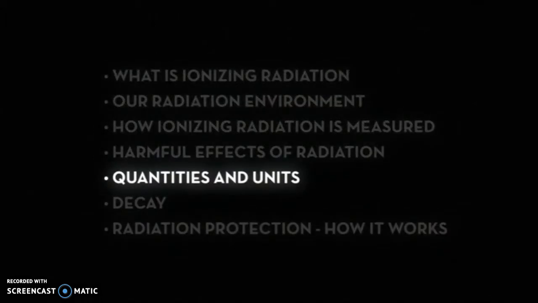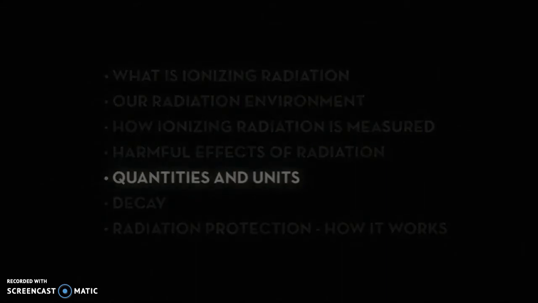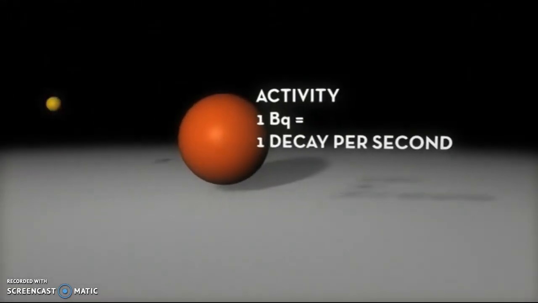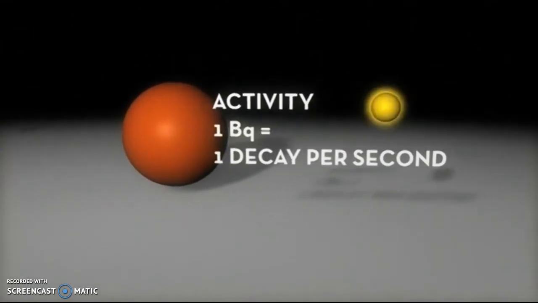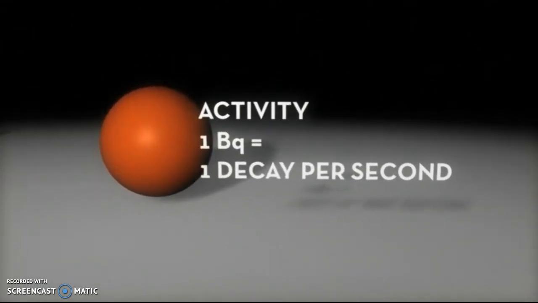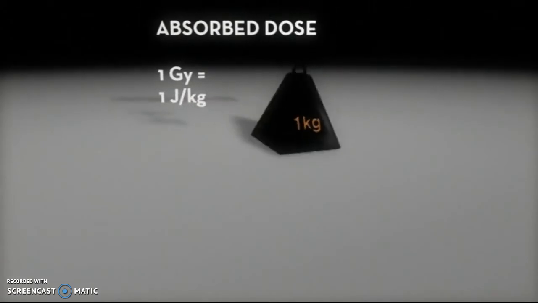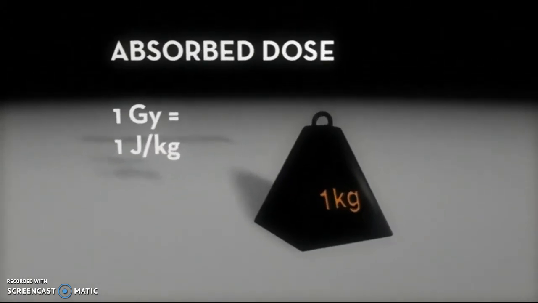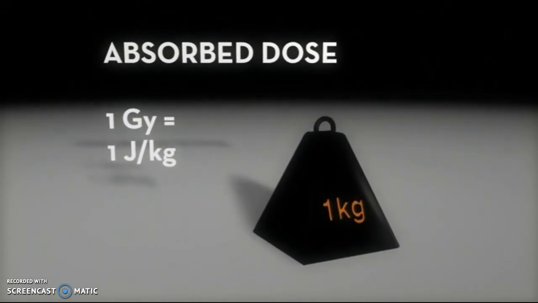The activity of a radioactive substance indicates the number of nuclei decaying per time unit. Activity is measured in becquerel, where 1 becquerel equals 1 decay per second. Radiation releases energy when it hits a human being. Absorbed dose is the amount of energy released into the human being per kilogram of body tissue, and is measured in the unit gray. 1 gray equals 1 joule per kilogram.